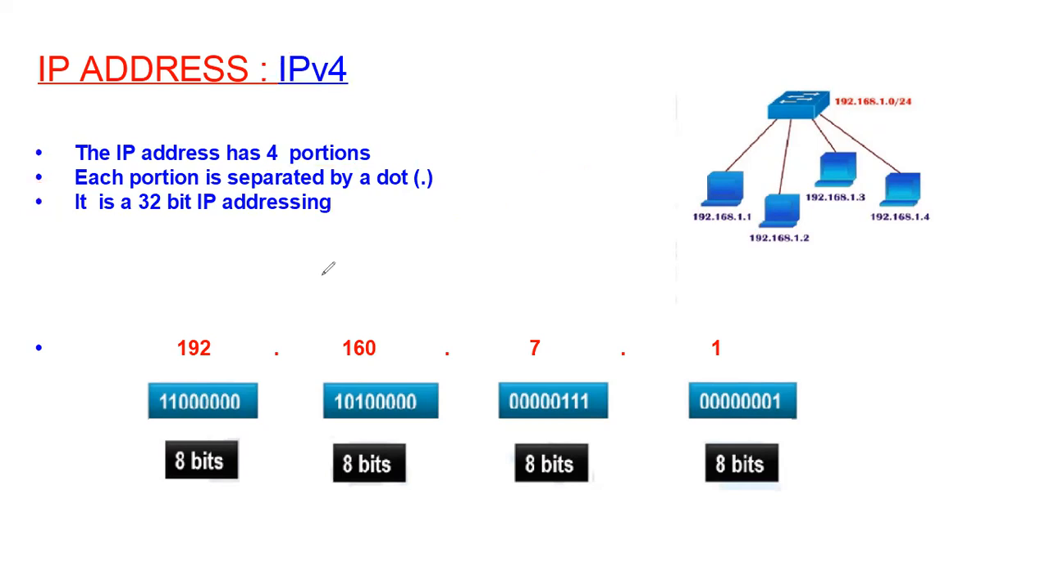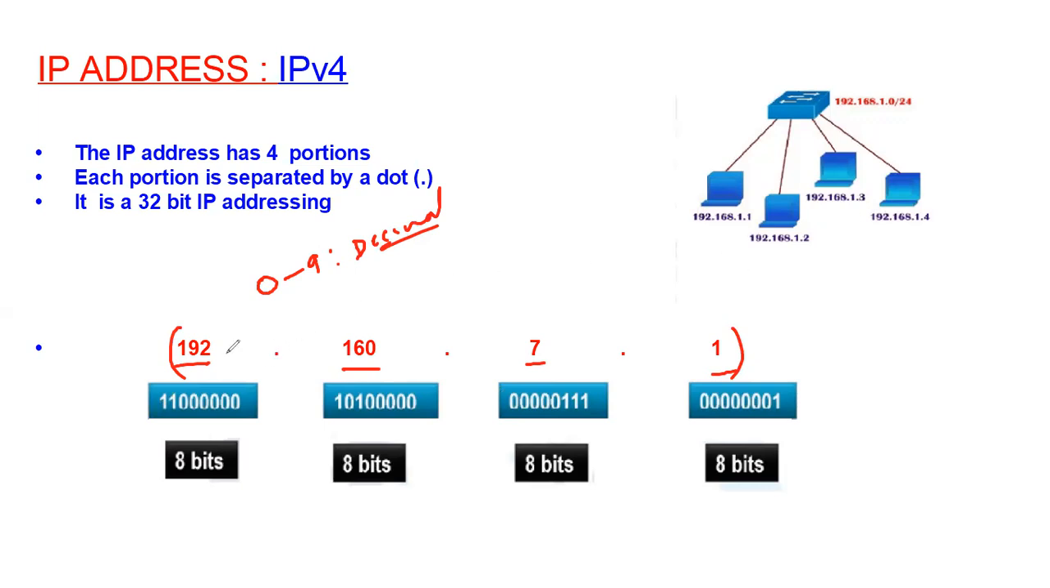So what does it mean by 32-bit IP addressing? Let us try to understand. When you assign any IP address to any networking device, those IP addresses are converted to binary numbers. This is the decimal number, 0 to 9. 192.168.7.1 is in decimal format.